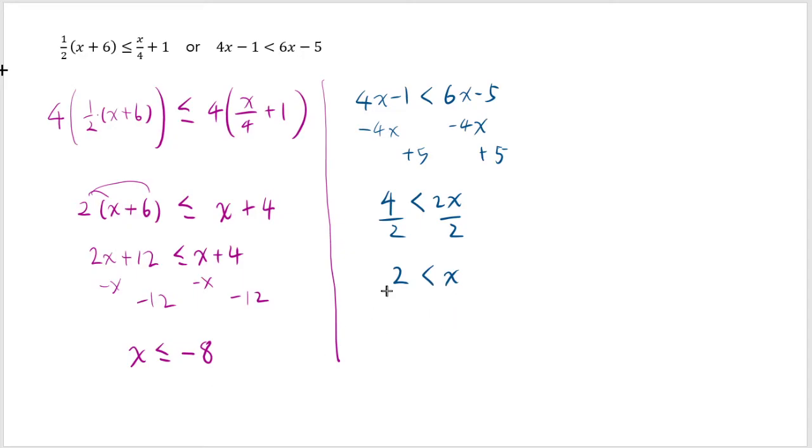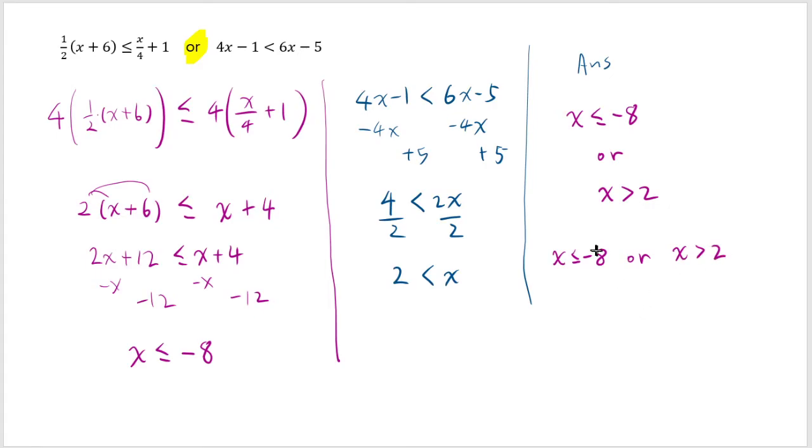And then you have to put these two together. So the answer is, well, remember it has this or. So if it has an or, then when you combine the two answers, you have to say x is less or equals to negative 8, or x is bigger than 2. And here you can't write it as a single inequality. You're just stuck with this. You can write it in a single line, but it still has to be two inequalities.